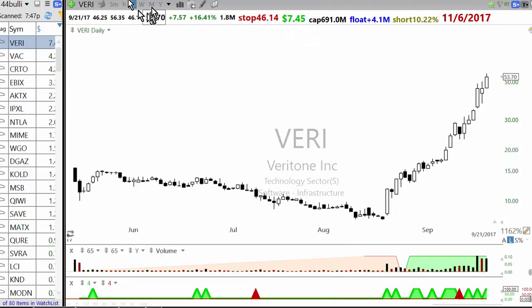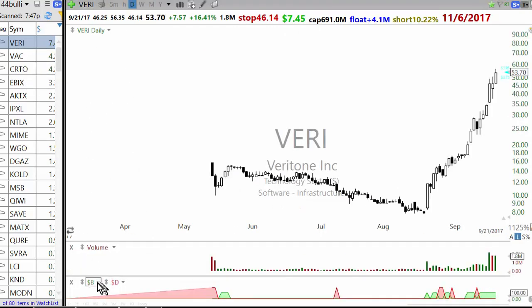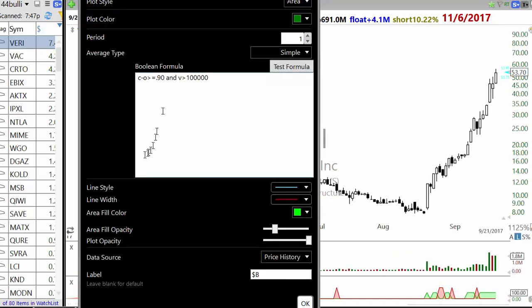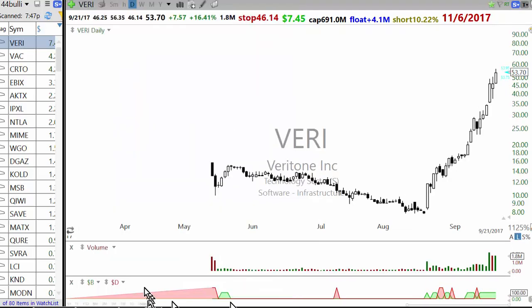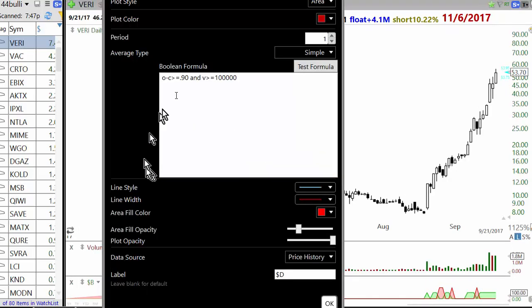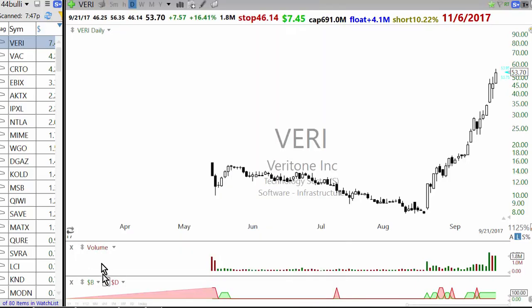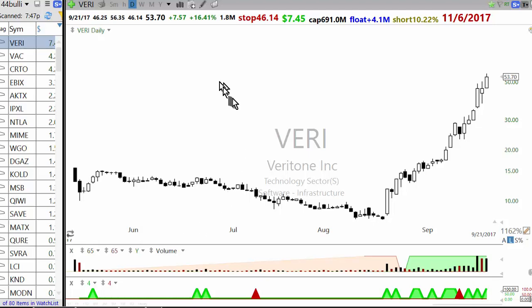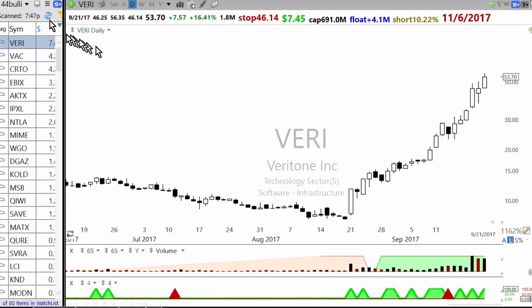And for dollar breakout, you're looking for a stock which is up 90 cents on 100,000 volume. Similarly, you're looking for a stock down 90 cents on 100,000 volume. So that's the thing. Basically, this is the template which I use all the time.